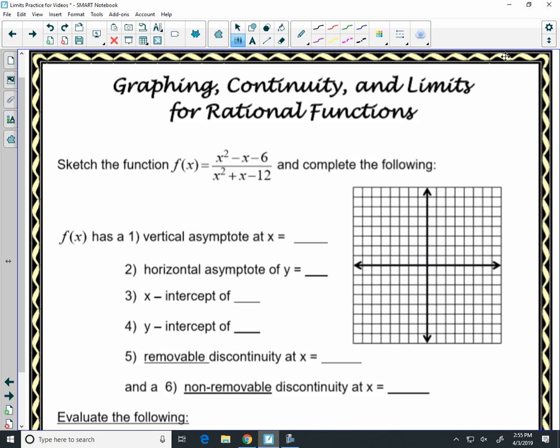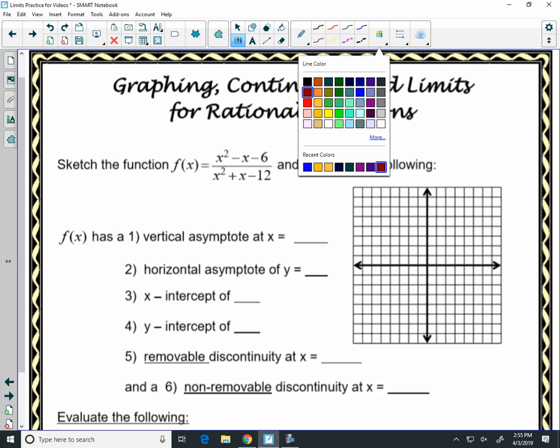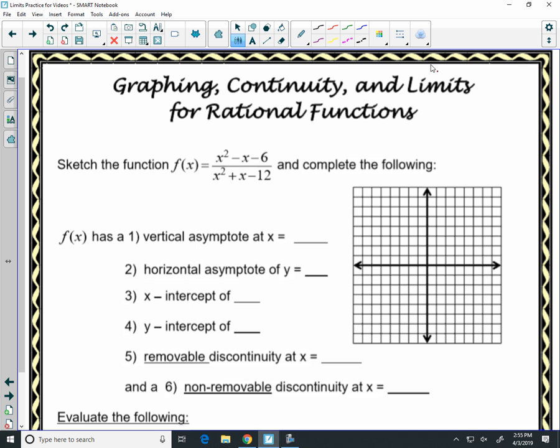So the first thing we want to do says sketch and complete the following. Well, to sketch it, we need to factor first. So I'm going to go ahead and factor. Two numbers that multiply to -6 and add to -1 are -3 and +2. Two numbers that multiply to -12 and add to 1 are -3 and +4.